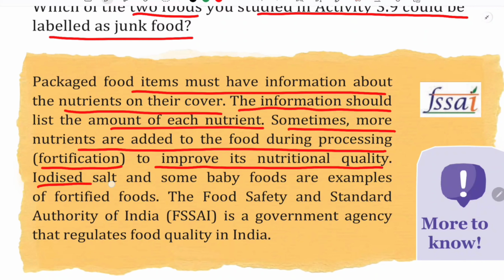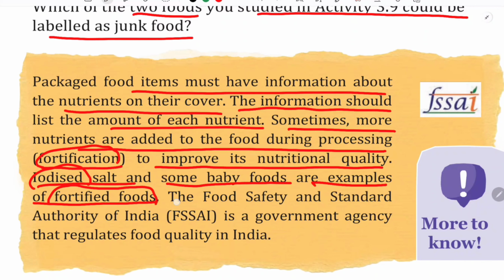For example, here iodized salt and baby foods, okay, some baby foods are examples of fortified foods, where more nutrients are being added in order to make the food more nutritional, and that process is known as fortification. Like for example, we add iodized salt in common salt, isn't it so? Why has that been added? To make the salt more nutritious, and it also helps us fight a disease. What is the name of that disease? Goitre, isn't it? And in baby foods also, okay, because more nutrients are required for them.